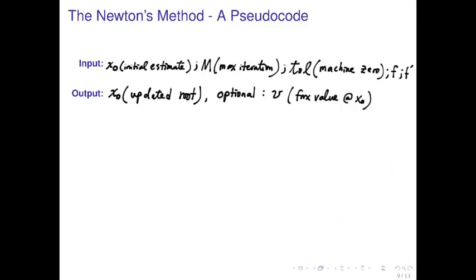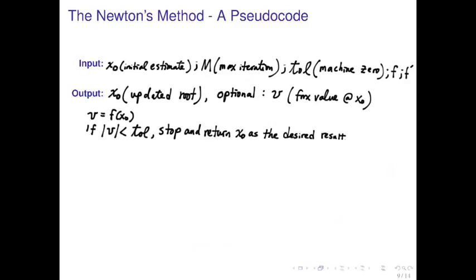The first step of the program is to check the function value at the initial estimate. So let's compute v as the function value of x sub 0. If the function value is already within the tolerance of 0, then we can stop and return x sub 0 as the desired result. Otherwise, we're going to continue on through the iterations. Here we use the absolute value of the function value v because it could potentially produce a negative function value.